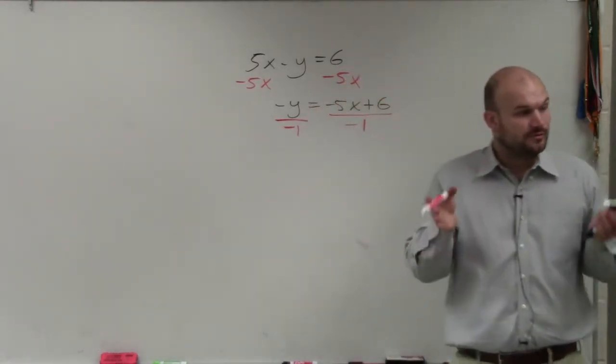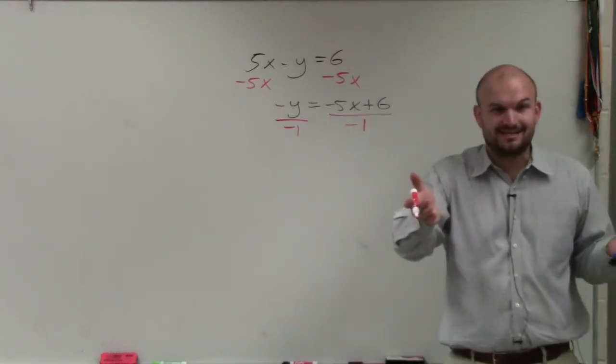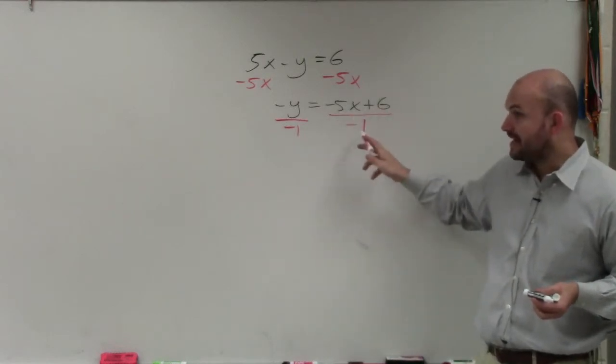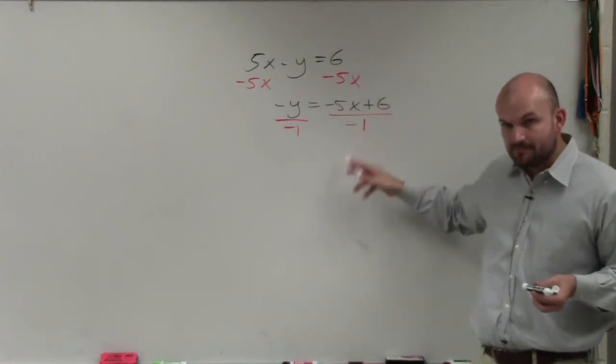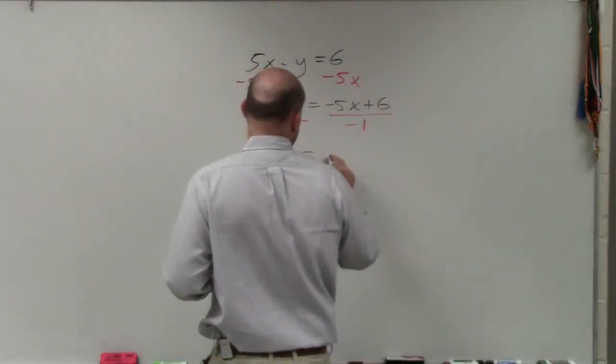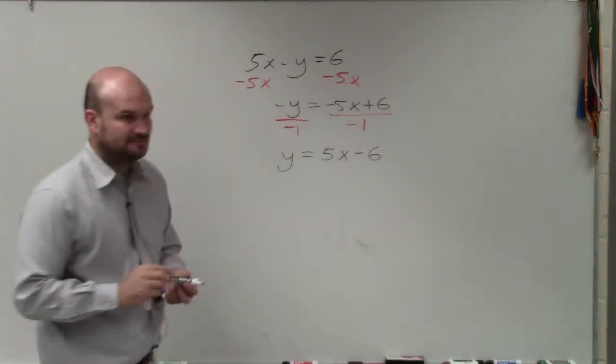Now, remember, guys, when you apply distributive property, you multiply both. Or remember when we negated a side, we negated both of them. When you divide this expression by negative 1, you're dividing both terms by negative 1, which is basically going to be negating the side. So this becomes a positive 5x minus 6.